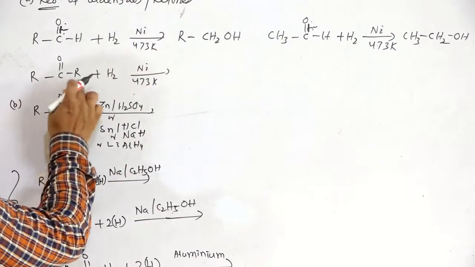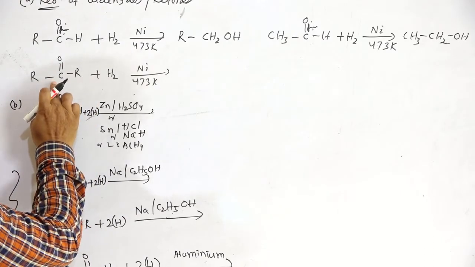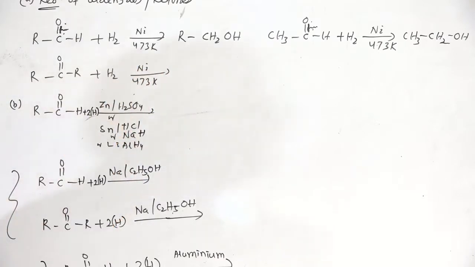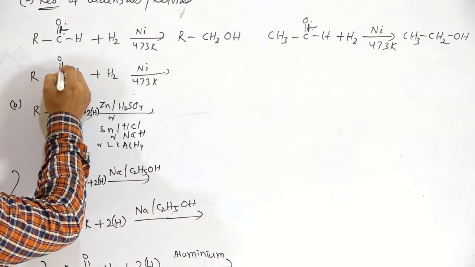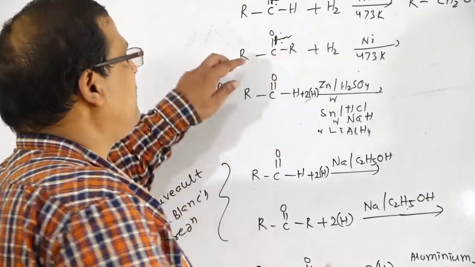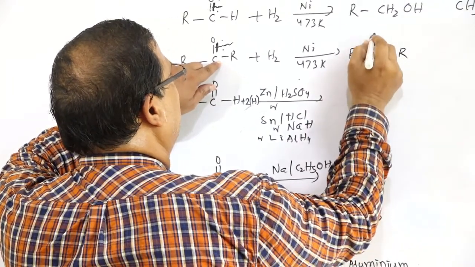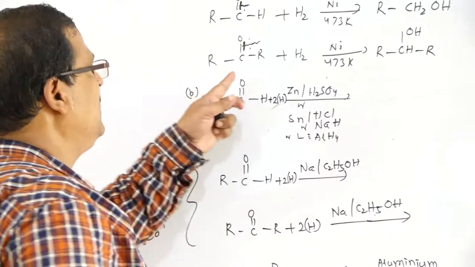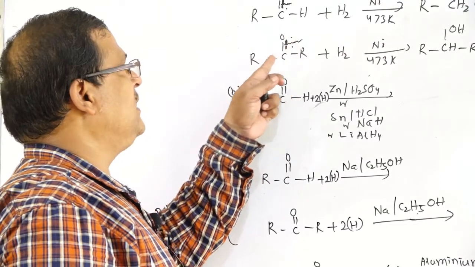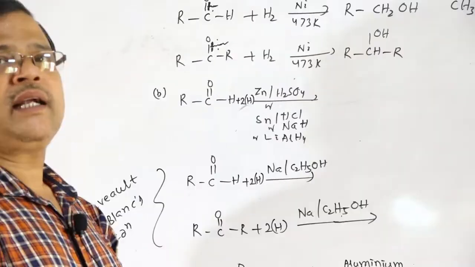Similarly, the formula for a ketone is R C double bond O R. Whenever ketones are added with hydrogen in presence of nickel at 473 Kelvin, this pi bond will break by the addition of hydrogen atoms to both sides. So there is the formation of R CH OH R, that is a secondary alcohol.